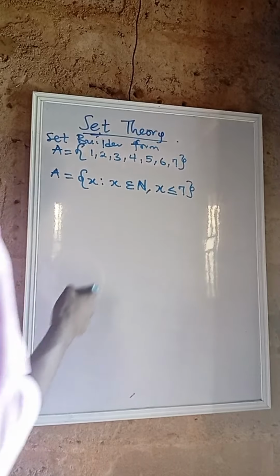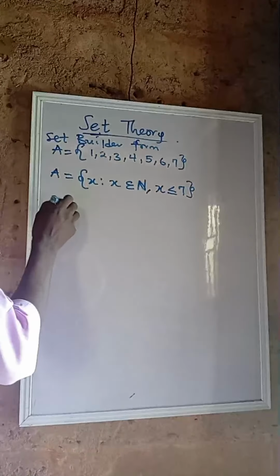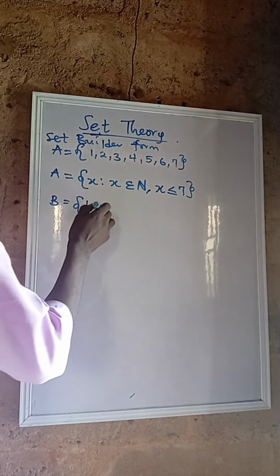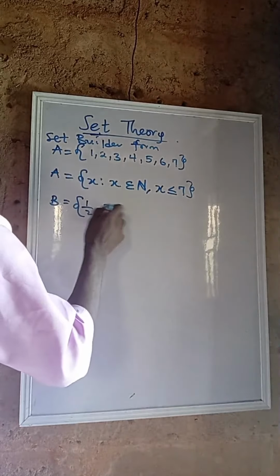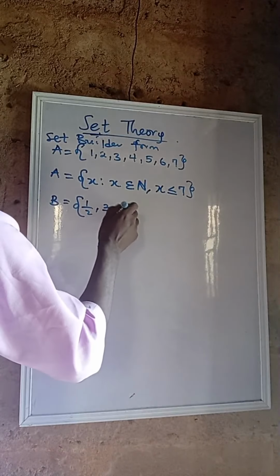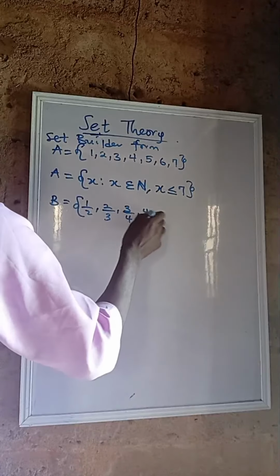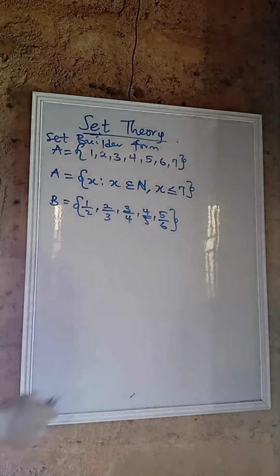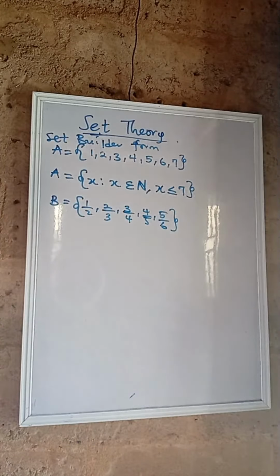Okay, we may have another one. Let's say we have b: 1 over 2, 2 over 3, 3 over 4, 4 over 5, 5 over 6. I will ask you to write this in set builder form. How do you write this?